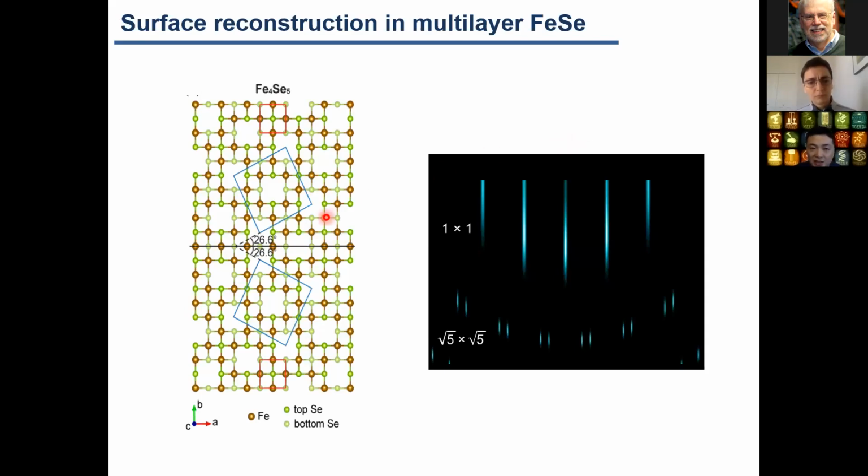To make the change more visible, we went to a multilayer sample. When it's multilayer, if it has more iron vacancies, sometimes you will change to a different phase. So for example, if you have 20% iron vacancies, you will get to the Fe4Se5 phase.